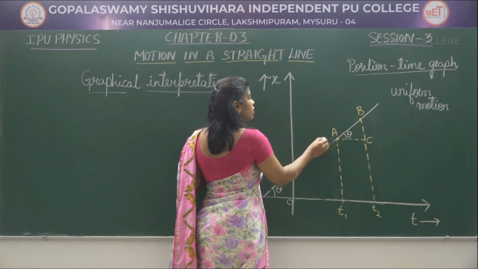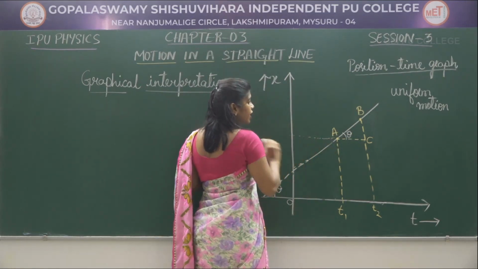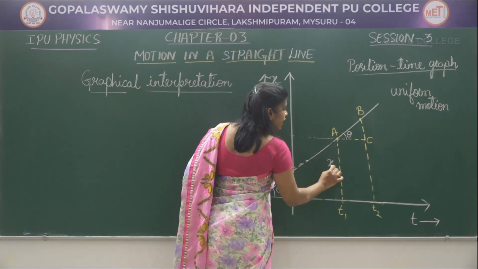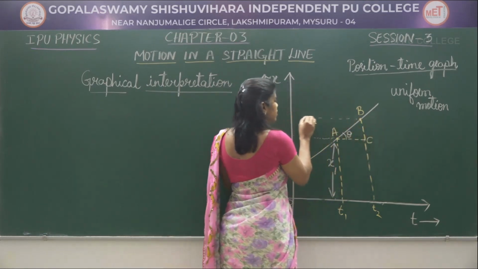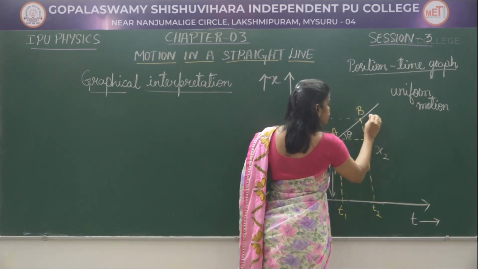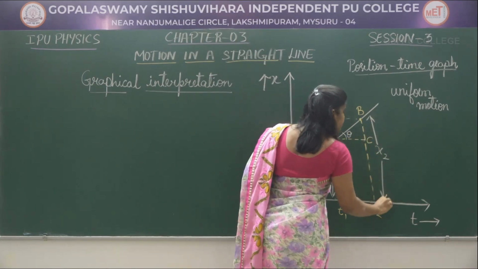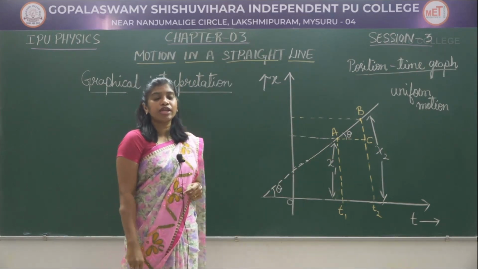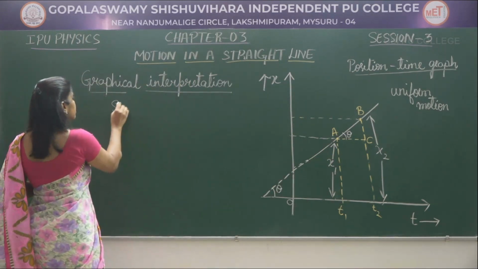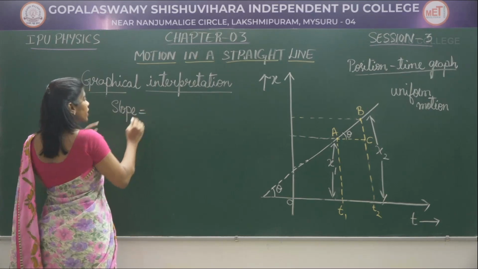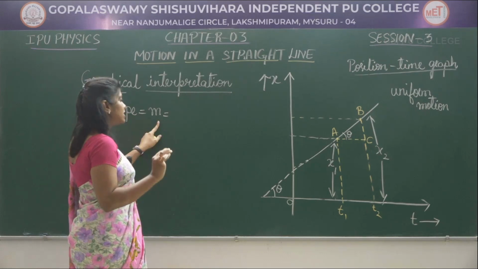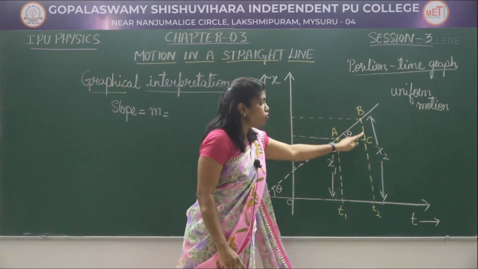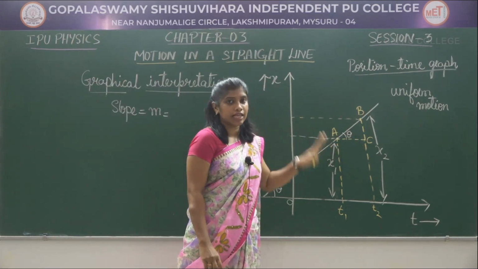So, if I draw a line from this A, this line becomes x1, that is the position of A, and next this becomes x2. Next, let us calculate the slope. What is a slope? Slope is denoted by the letter m and slope is defined as the change in y-axis to the change in x-axis.